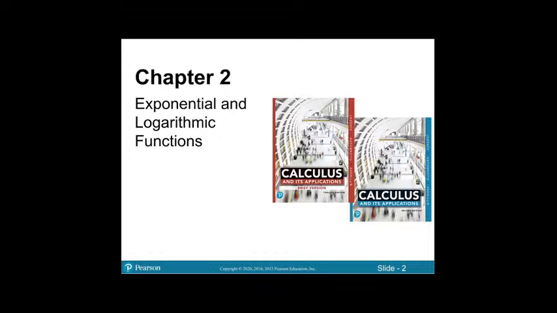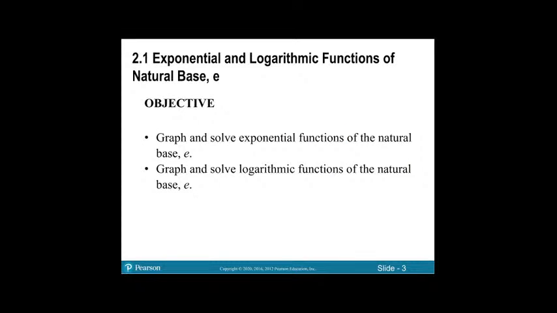With section 2.1, we want to explore exponential and log functions of natural base e. Some objectives here: we want to graph and solve exponential functions of the natural base e, and then we want to graph and solve log functions of the natural base e.